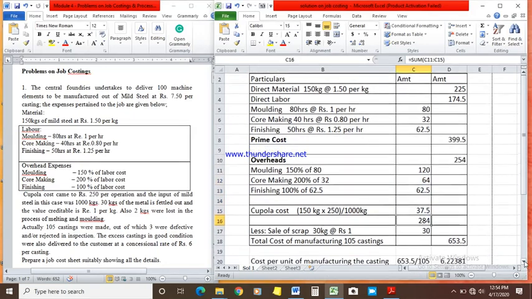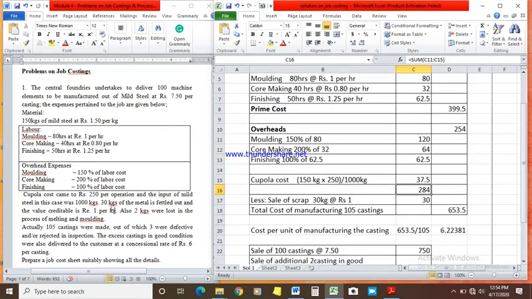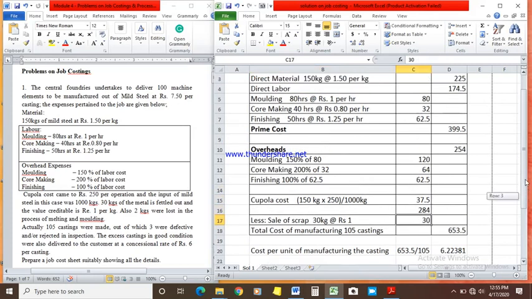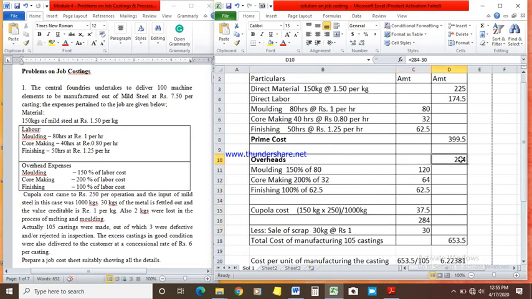But since 30 kg of material is fleeted out and we are selling this and recovering some value, I need to deduct that particular amount. So less sale of scrap, 30 kg at rupee 1, 30 rupees. So having done this calculation, now from 284 rupees, if we minus the 30 rupees, we get what is known as the overhead value. So if you see here in the formula part, I mentioned here 284 minus 30 will give us 254.